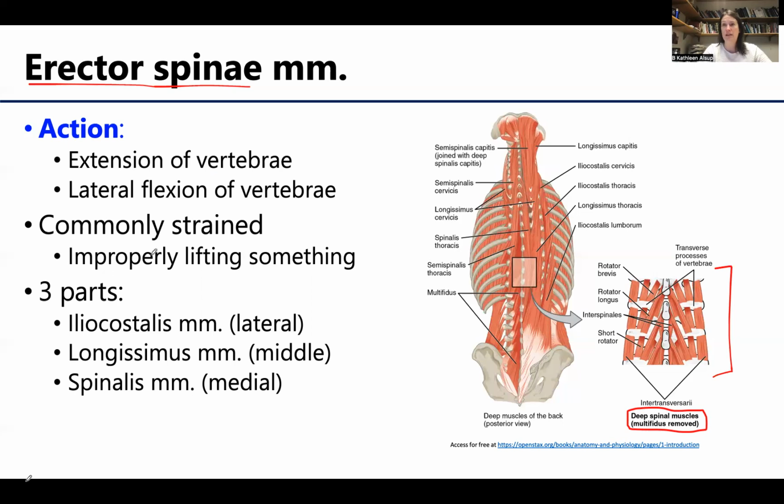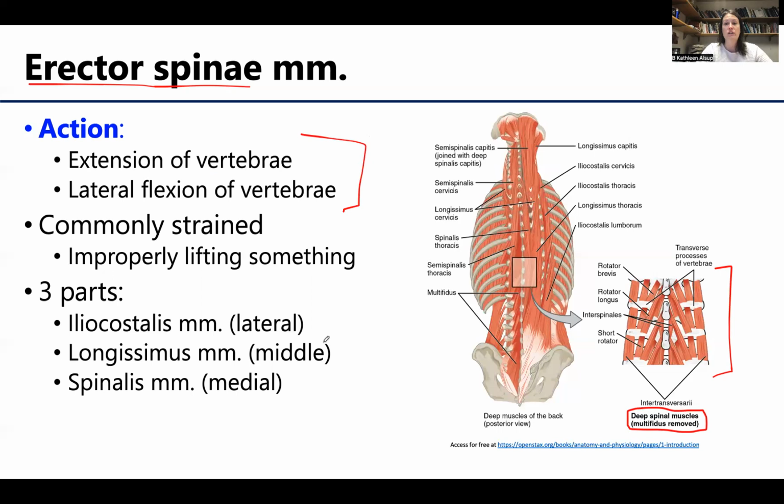When we think about strained back muscles, it's generally these erector spinae muscles or maybe these deepest back muscles. If you think about lifting from the legs and not from the back, that's improperly lifting something. If you're lifting a heavy moving box, you want to lift from the legs and not from these deep back muscles. The erector spinae muscles can be separated into three columns, but their functions are generally the same in terms of this extension and lateral flexion, so we often talk about them together.